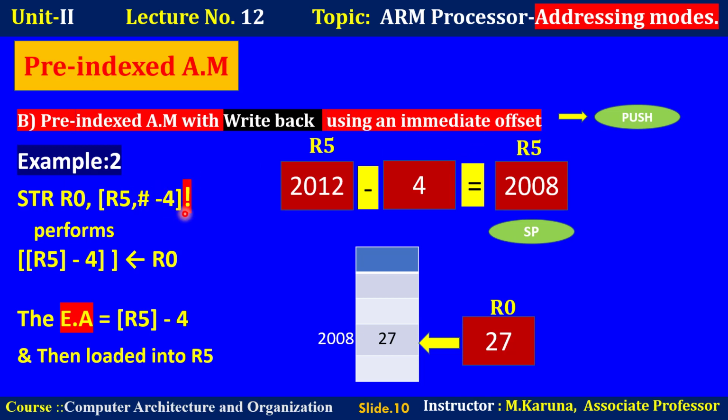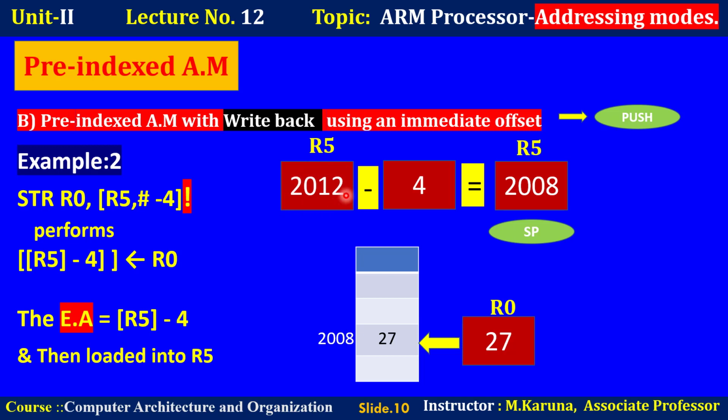If the offset is available in a register, we say the offset is in the register. In this case the offset is available in the instruction immediately. Now the minus sign indicates a subtraction operation. This 4 will be subtracted from the R5 address. Here I am taking R5 as having the address 2012. I am using addresses in decimal.